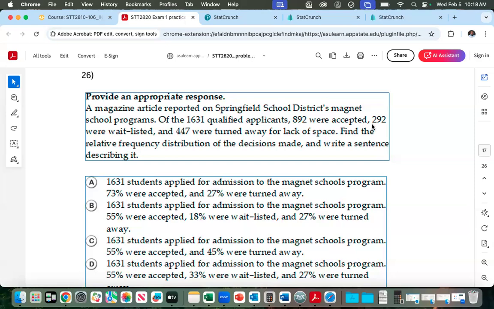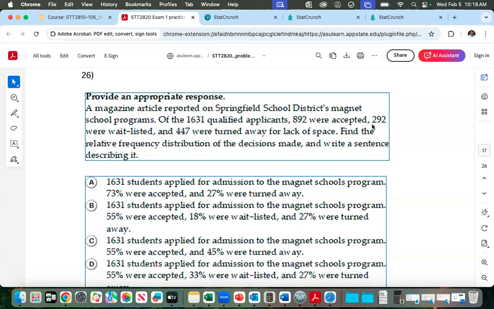And then 447 were turned away for lack of space. So turned away is 447. We are asked to find the relative frequency distributions of the decision made and write a sentence describing it. So let's try to find the relative frequency of accepted, wait listed, and then turned away.